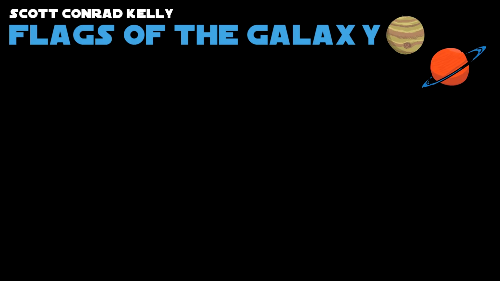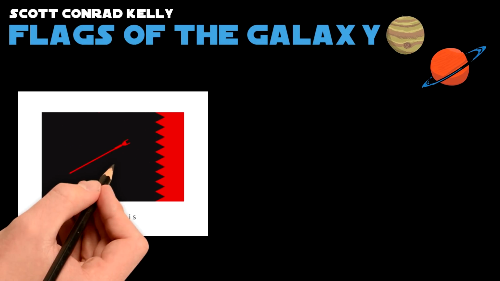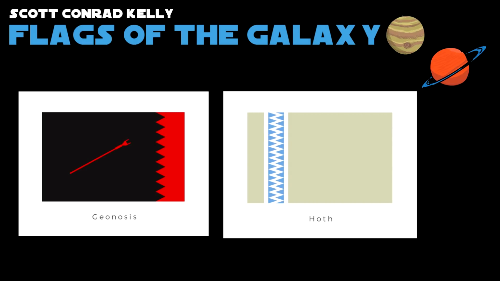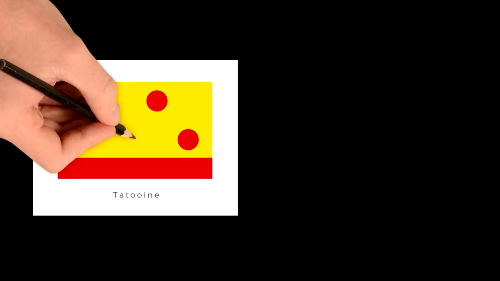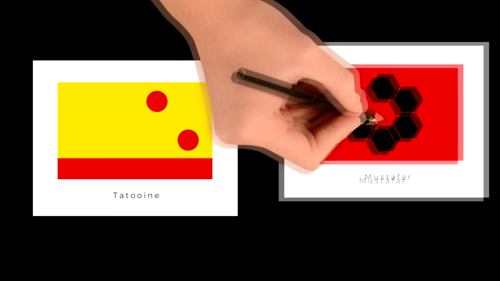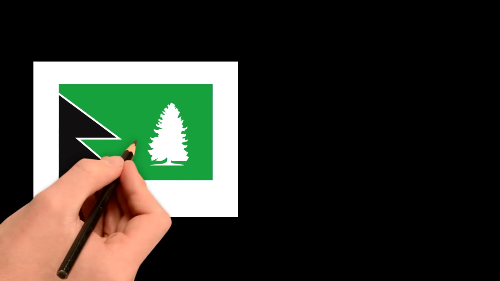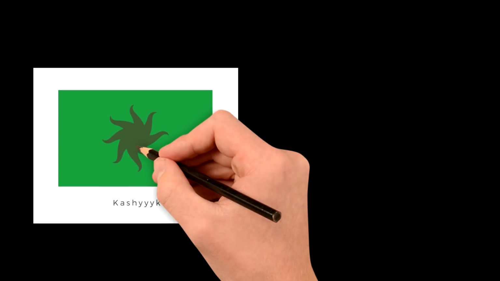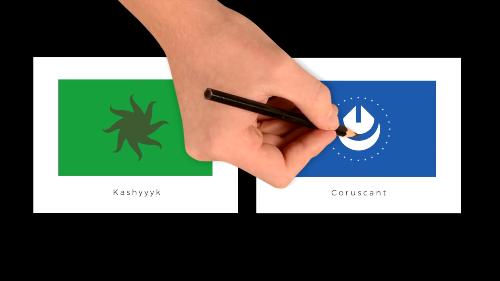In my opinion, these are all incredibly cool, featuring symbols that we associate with the planets, like the weapons on the flag of Geonosis, the flag of the ice world of Hoth, the two suns in Tatooine, the platforms in Mustafar, the forest in Endor, the flag of Naboo, the flag of Kashyyyk, home of the Wookiees, the center of the Republic in Coruscant, or even the flag of the Death Star.